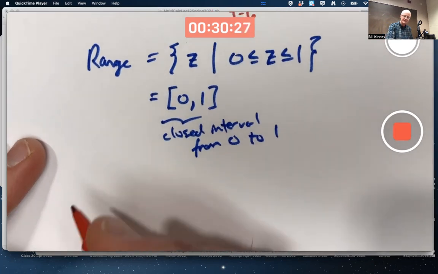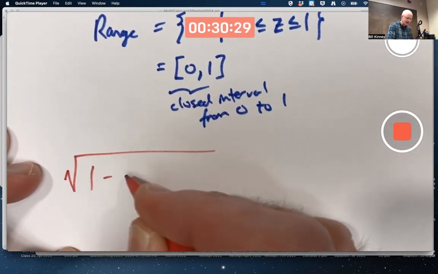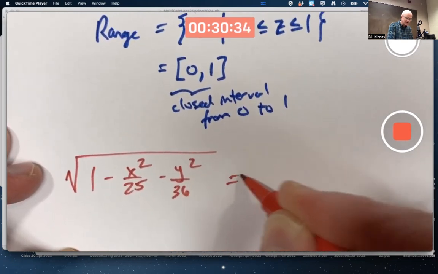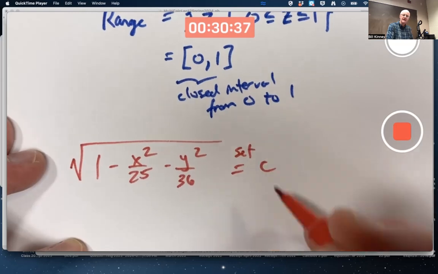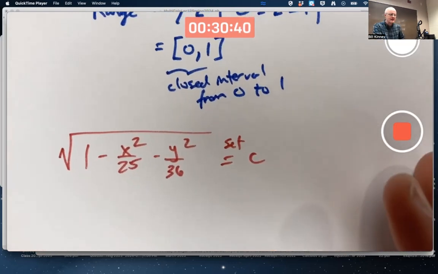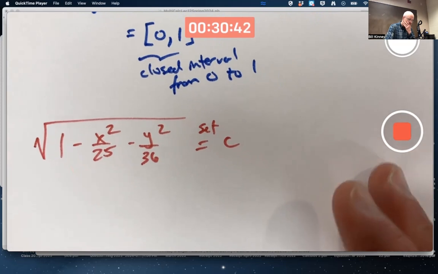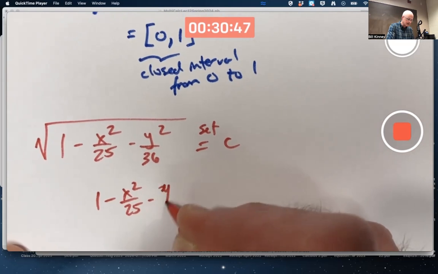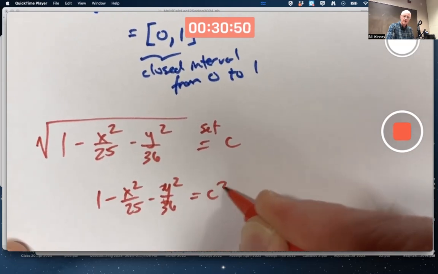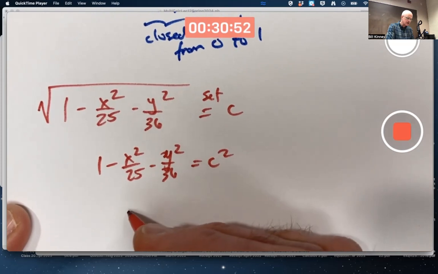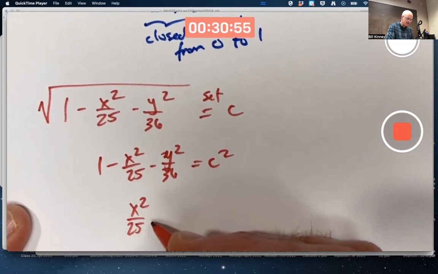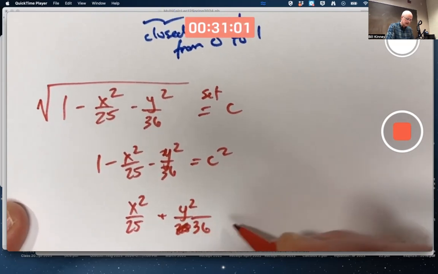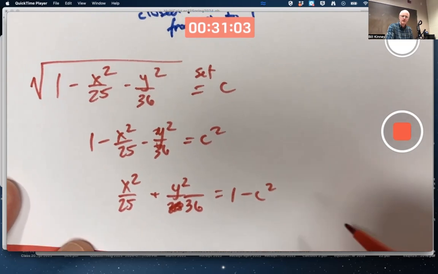Is there a way to figure out what ellipse it will be based on a given value of C? For a given value of C, if I set this equal to C, can I figure out the corresponding ellipse that I get? Yeah, you can square both sides to get rid of that square root. Then you can rearrange and write it as x squared over 25 plus y squared over 36 equals 1 minus c squared.